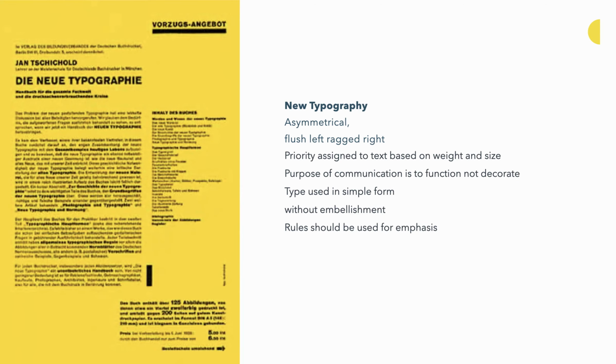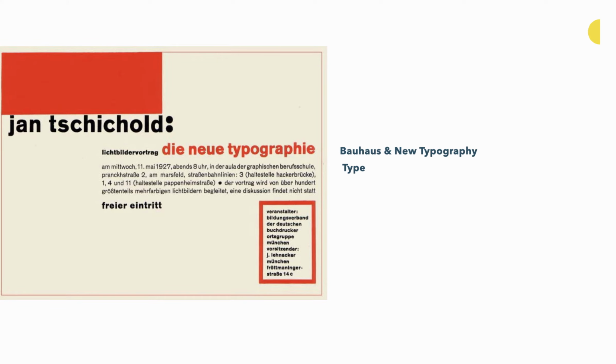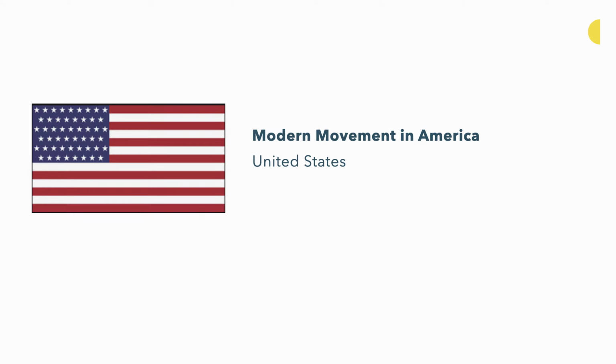And montage was popular. The new typography is asymmetrical, flush left, ragged right, where a priority is assigned to the text based on the weight and the size. Again, the purpose of communication is to function, not decorate. Type is very simple without embellishment, and rules may be used for emphasis. So when we look at typography from this period, it might look like this. Very clean, very clear, sans serif, straightforward, flush left, ragged right. All of these are great clues.